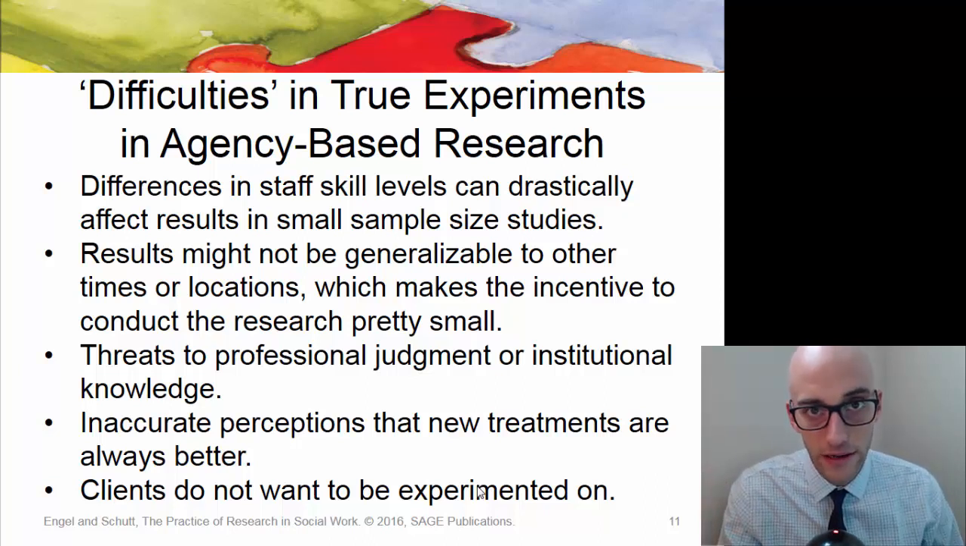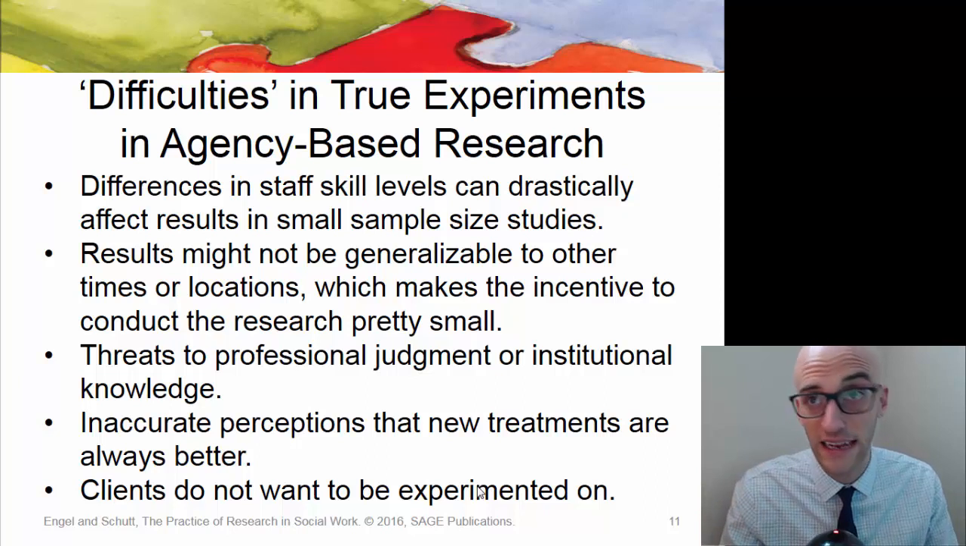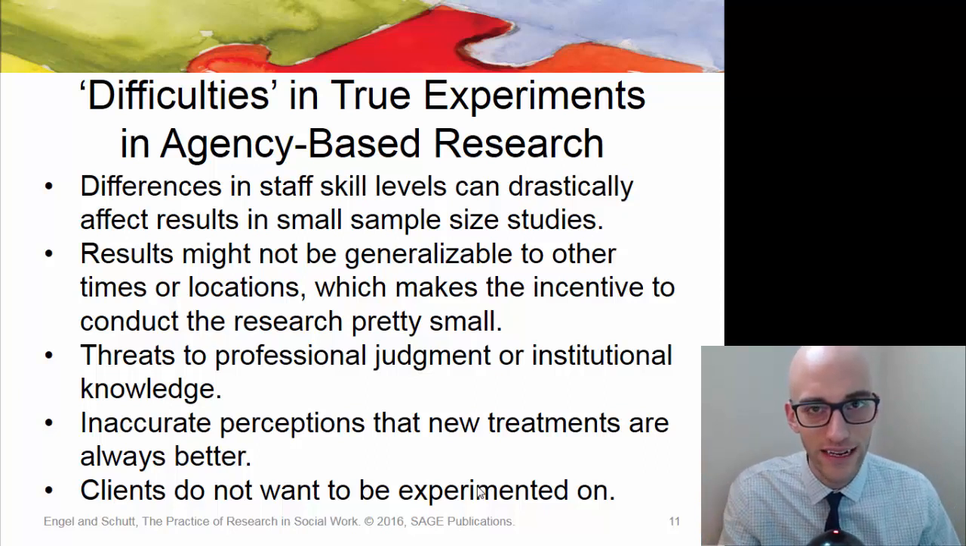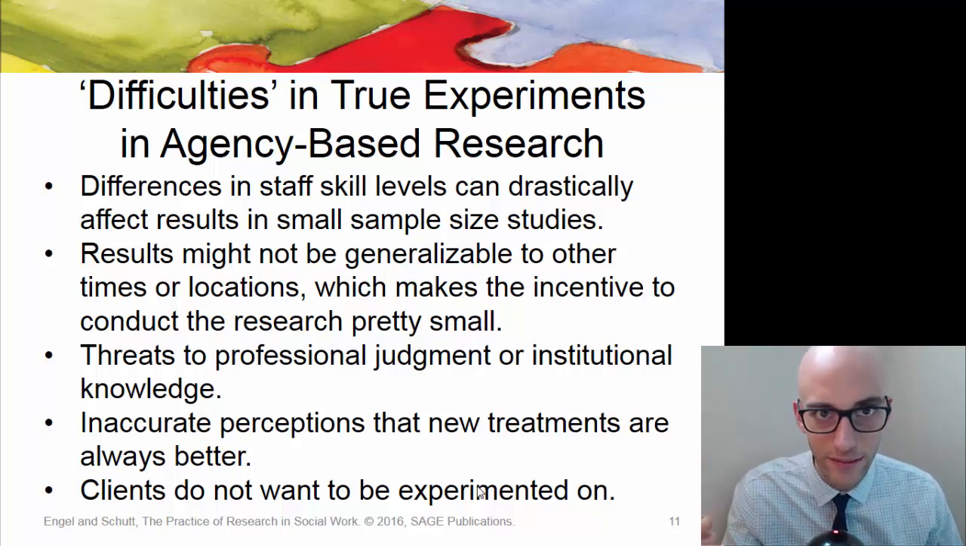In a lot of ways, research should inform our practice, but one of the challenges that you see between research and practice is that in an experimental environment, we try to get rid of clinical judgment, which can be a potent ingredient to change. And so there's a little bit of give and take here. Other difficulties in agency-based research is inaccurate perceptions that new treatments are always better. Sometimes there's new treatments that come out, and I've recently been to trainings on new protocols, and I personally don't always view the newest thing as being the best. Sometimes there's the tried and true things, and there's always a little bit of resistance to change.